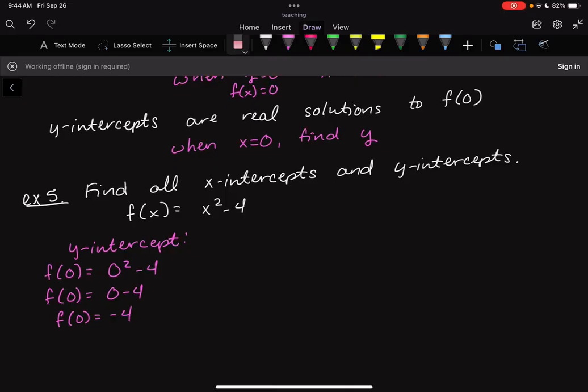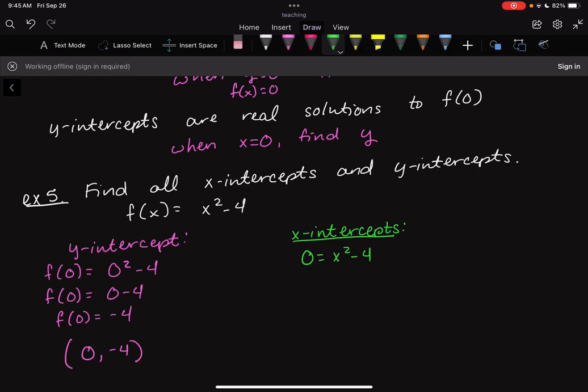What this means is that on our graph, we're going to have a point, an xy point, that's going to be 0 for my x, negative 4 for my y. So this is going to allow us to start being able to plot points and stuff like that. Now let's look at my x-intercepts. And so now I need to let the f of x be 0. So I have 0 equals x squared minus 4.